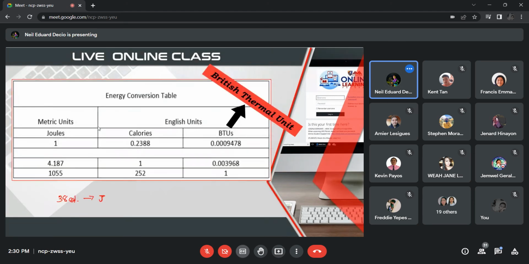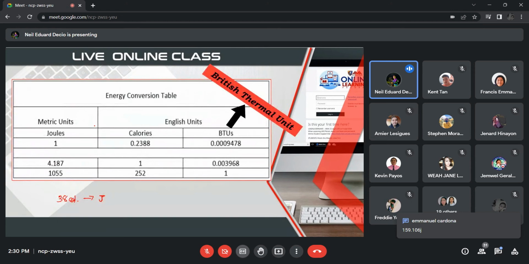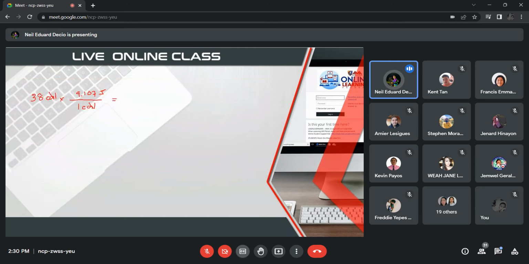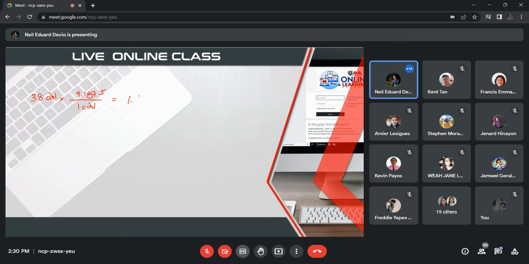Okay. So 1 calorie is equal to 4.187. Correct ba? 4.187. Dapat may 8. Ay, 8 yan. Okay. So our answer is 159.106 joules. Joules is parang J lang yan eh.